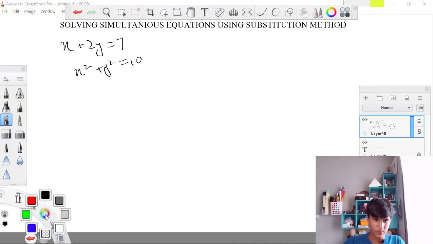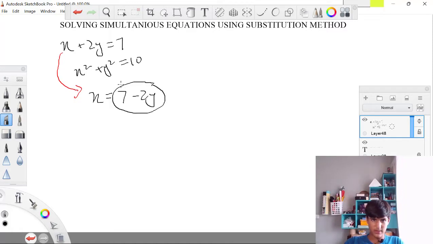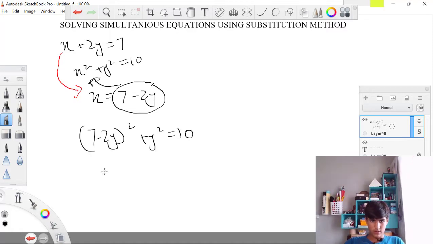So we're going to be changing this equation. We will make x the subject, so x is equal to 7 minus 2y. We're going to put this in the place of x. So (7 minus 2y) whole square plus y square is equal to 10. We're going to open this using the identity of a square minus 2ab plus b square. It's a minus sign, so we're going to put minus 2ab plus b square.